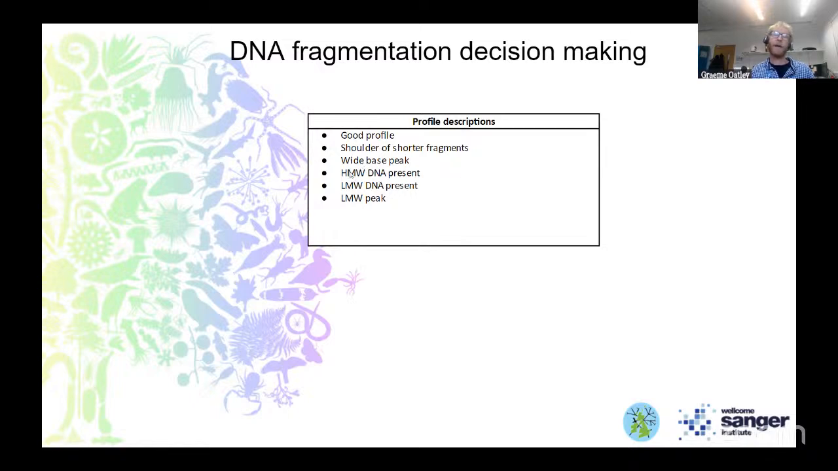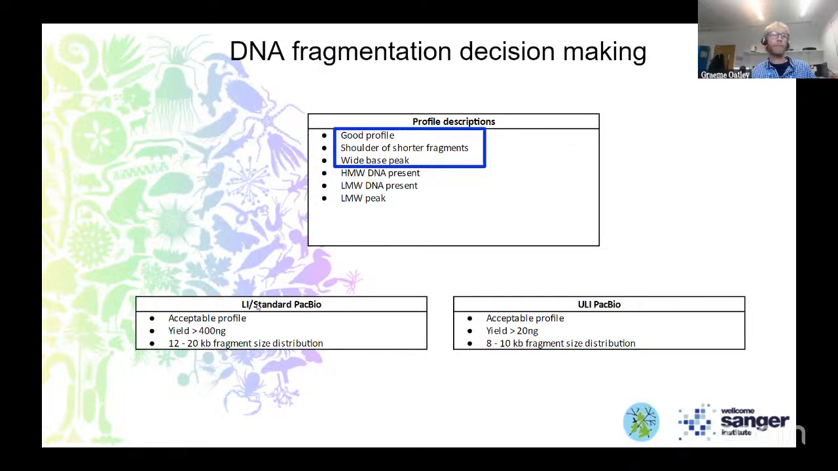And then we have high molecular weight DNA present. This is an instance where the DNA extract didn't shear very well, so we still have some high molecular weight DNA present. Anything at 25 kb and above is classed as high molecular weight DNA present. Low molecular weight DNA present is when we see some shrapnel of low molecular weight DNA to the left of the main peak of our sheared DNA. And a low molecular weight peak is when we have a strong, but unfortunately disappointing, low molecular weight peak to the left of our ideal fragment size DNA. The top three we would classify as generally good profiles for our DNA fragmentation decision-making process.